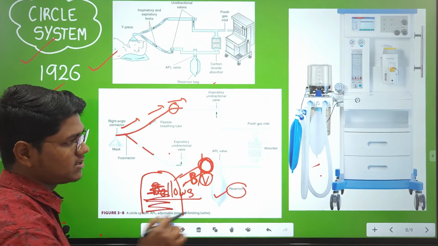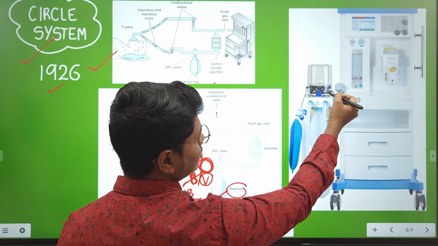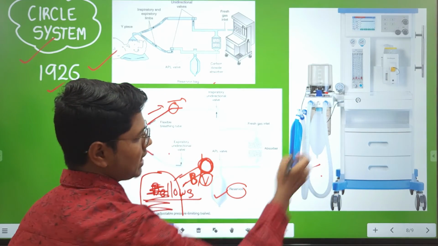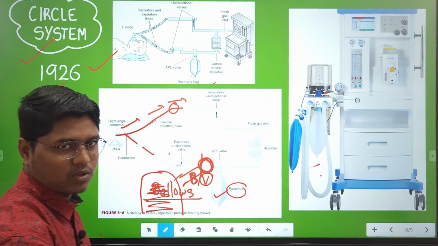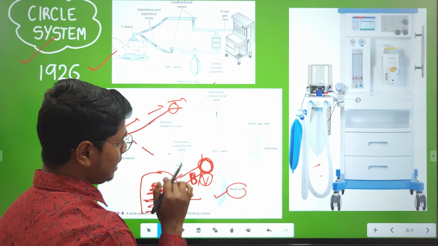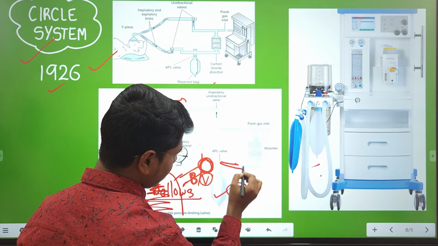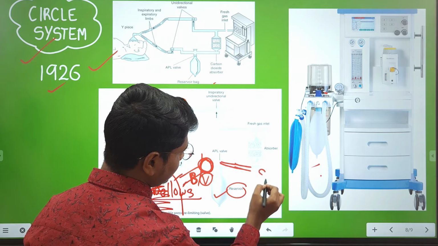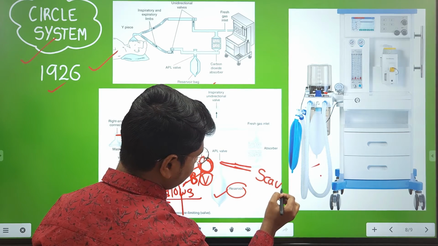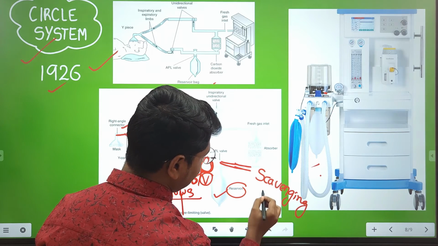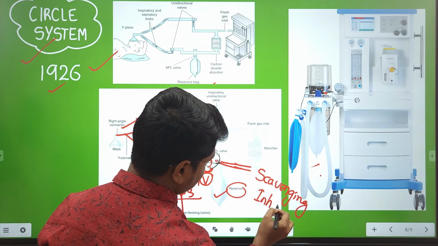In many anesthesia machines, here you will find a switch through which you can switch to either the bag, or the bellows, or the ventilation system. And from the APL valve you will find a tube coming out, which goes to the scavenging system, which scavenges the inhalant anesthetics.